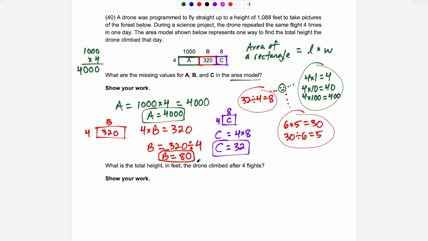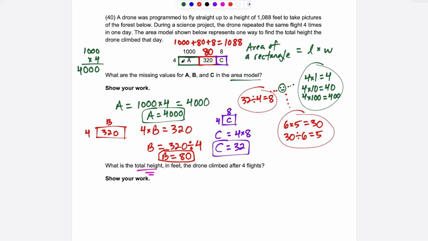So now we're ready to answer the second part of the question. We want to know what is the total height in feet the drone climbed after 4 flights. And for this, we found A, B, and C. And B was equal to 80. So if I write this in place over here, notice that we have 1,000 plus 80 plus 8 going across like this, which makes 1,088, which is the distance or the height that the drone flies up to take pictures of the forest. But the drone did 4 flights. So really what this area model is doing for us is it's doing the product of 1,088 and 4.